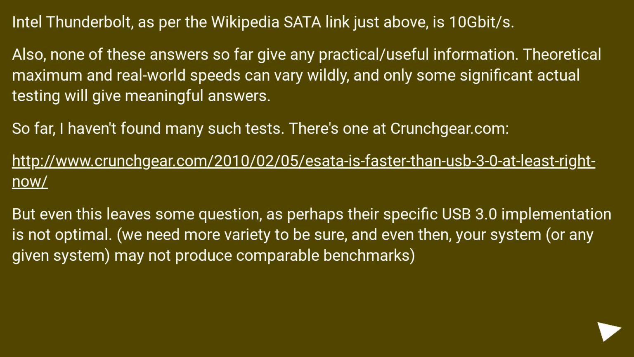Also, none of these answers so far give any practical or useful information. Theoretical maximum and real-world speeds can vary wildly, and only some significant actual testing will give meaningful answers. So far, I haven't found many such tests. There's one at crunchgear.com. This URL. But even this leaves some question, as perhaps their specific USB 3.0 implementation is not optimal. We need more variety to be sure, and even then, your system, or any given system, may not produce comparable benchmarks.